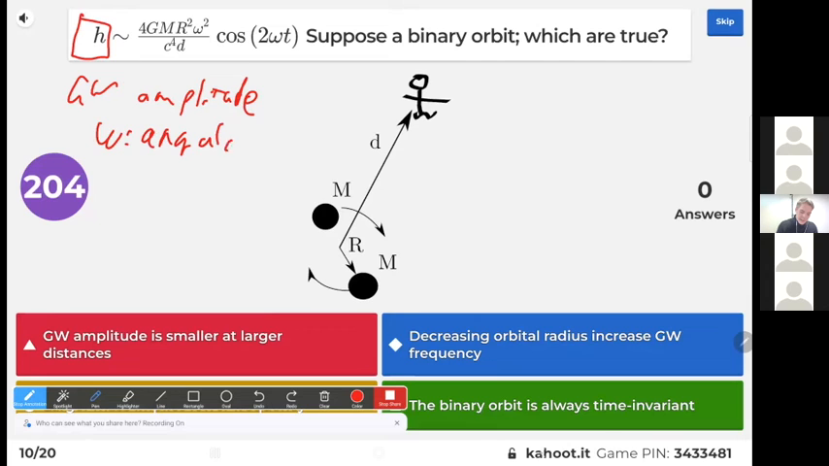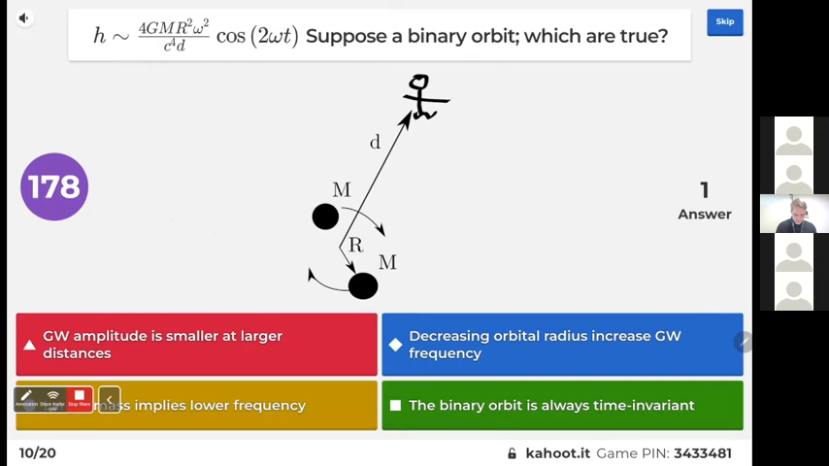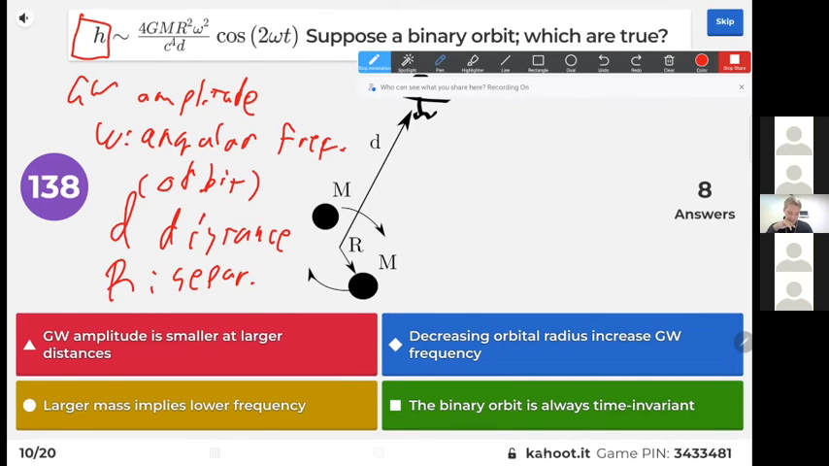Omega is the angular frequency of the orbit, d is the distance, r is the separation. Essentially what you have is a binary black hole: there are two equal masses, m, and they're orbiting each other.